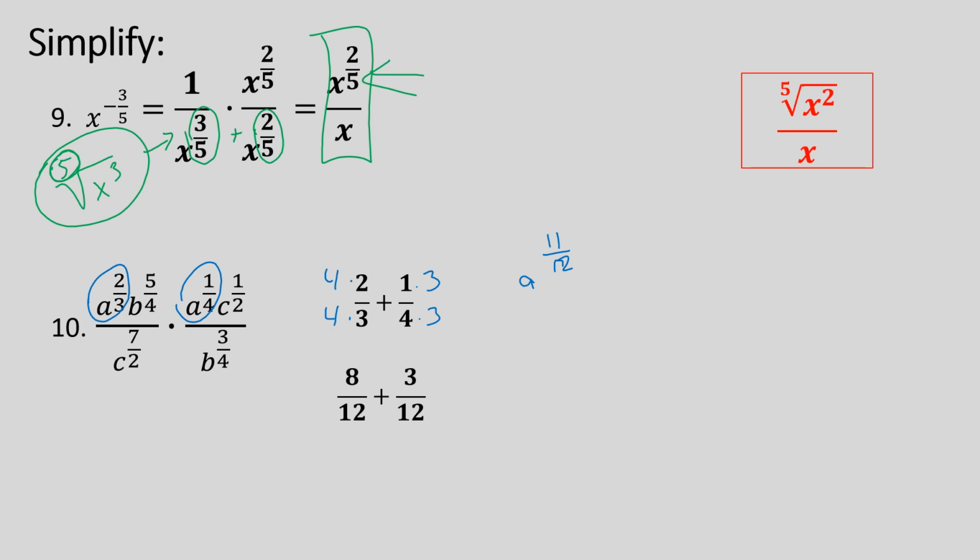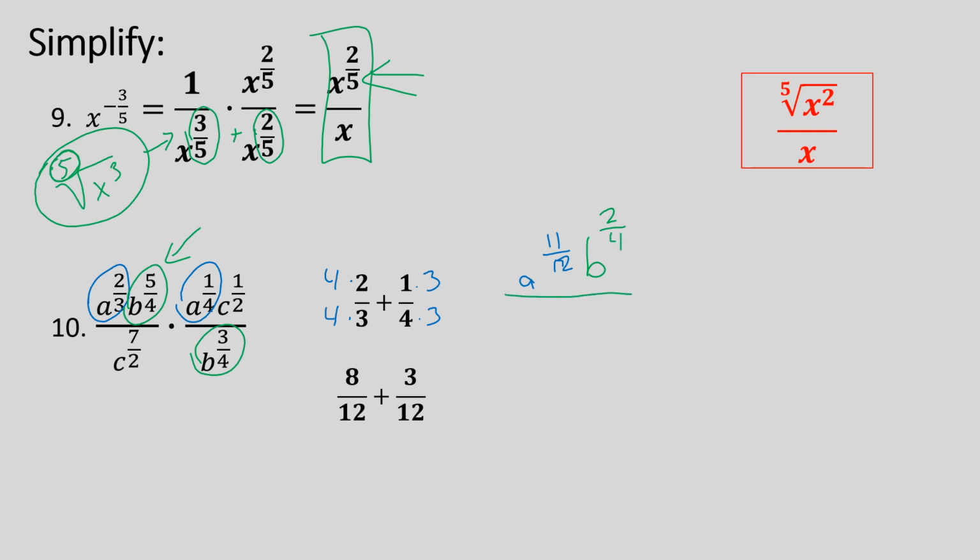All right, the b's. We have 5/4 on the top, 3/4 on the bottom. We're going to subtract them. Bigger b is on the top, and there's 2 more on the top. So 2/4, which we can simplify to 1/2.